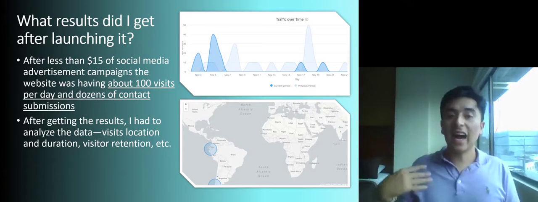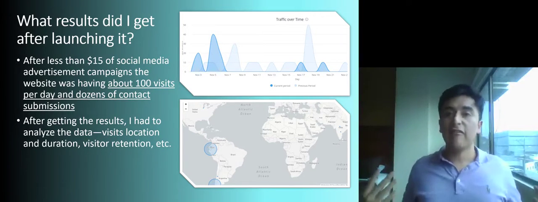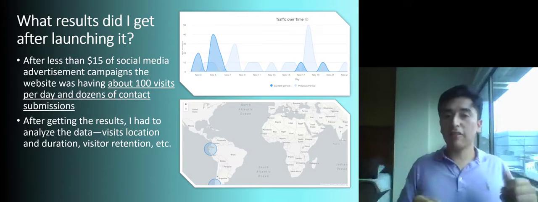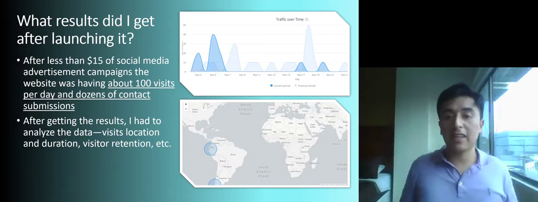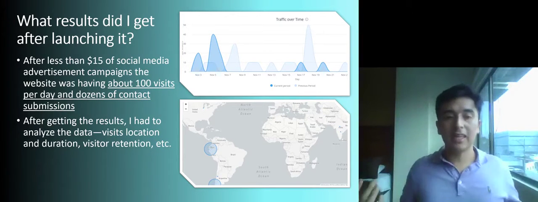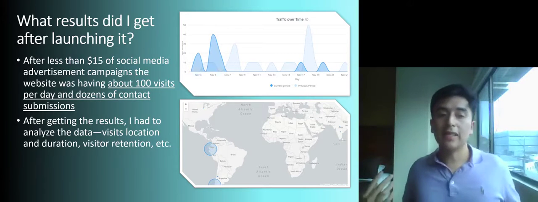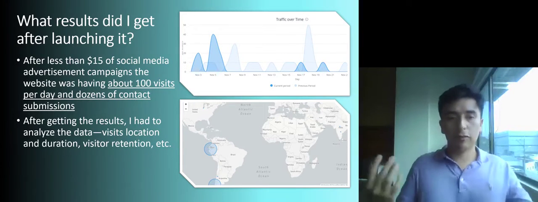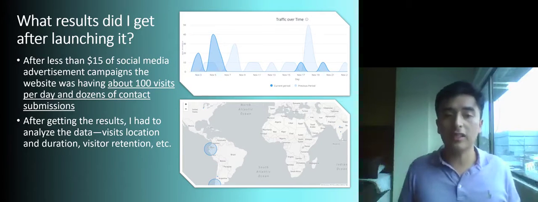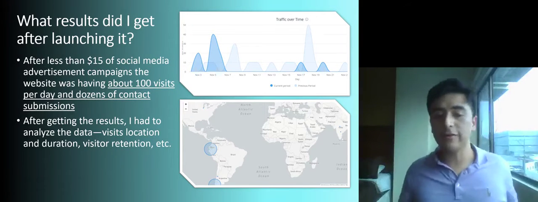And then after I got the data, I had to analyze it, find the traffic over time, that is the image at the top, and see how the different changes in the advertisement campaign affected that, the location of the visits, that is the image at the bottom, the visit duration, the visit retention, and then which devices they were using to go into this website, either a laptop or a phone.